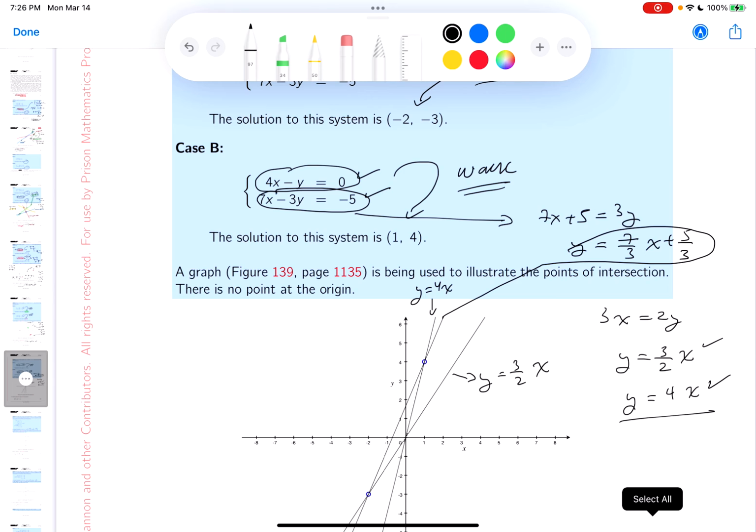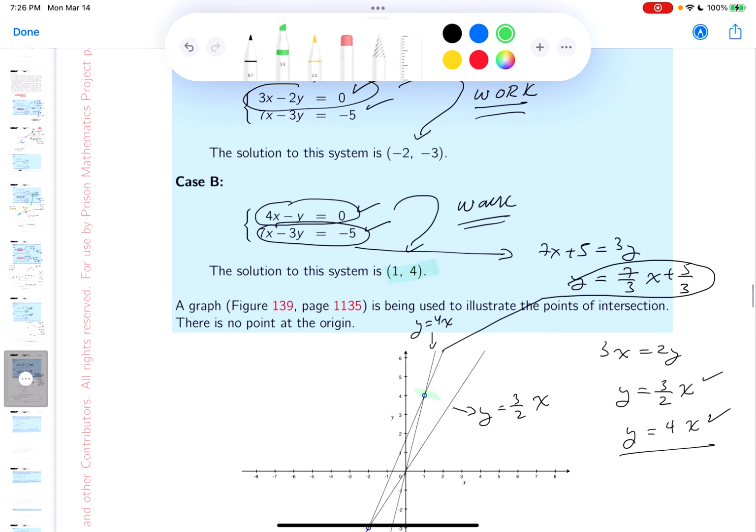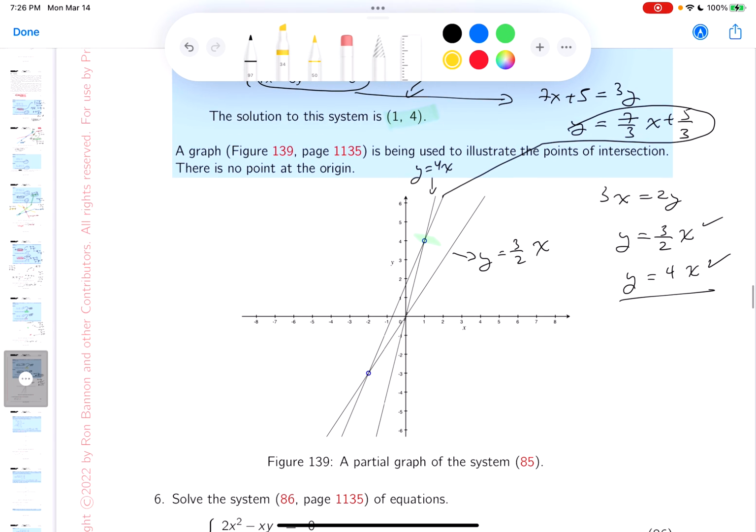All right? So what am I going to do now? Identify the points. One of the points I want to identify is 1, 4. 1, 4 is right here. The other point I want to identify is going to be the minus 2, minus 3. And that's right over here. Relatively simple to graph, relatively simple to solve.